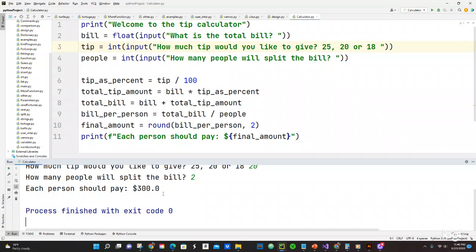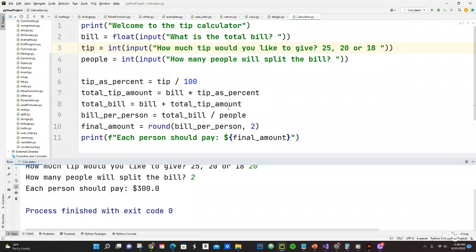But anyway, that was just a very short video about this project, how to do a tip calculator.